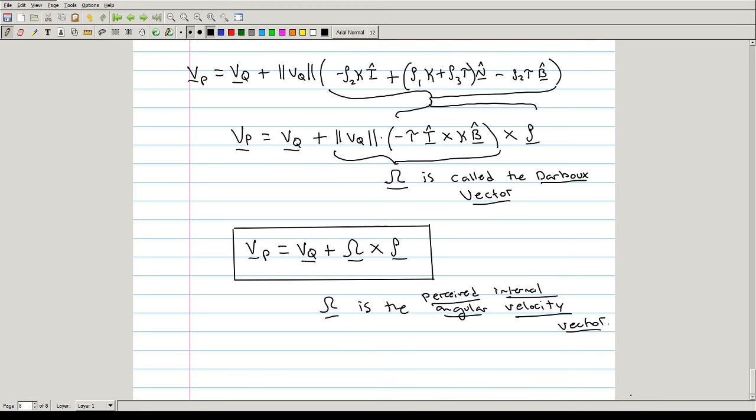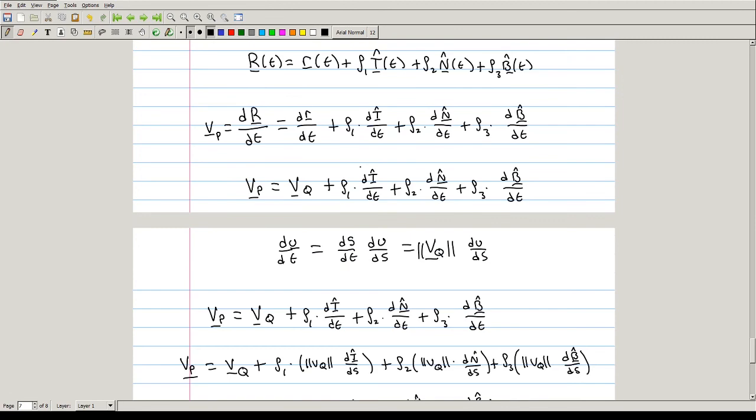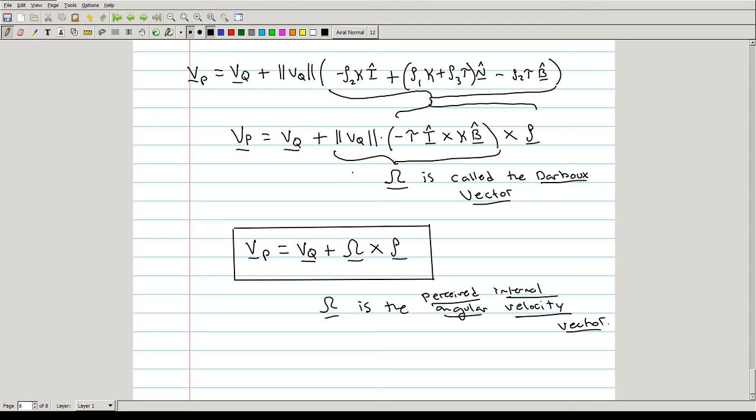What's neat here is that our analysis has made it possible to specify this omega as the Darboux vector associated with the trajectory C traced by the point Q of the body, and it has essentially shown us how to deal with rotational motion in kinematics. This is the correct way of dealing with rotational motion in kinematics. If you have a solid body with fixed points in the body relative to one another, this decomposition works out very nicely. And it's a great example of how to apply the Frenet-Serret formulas in general.